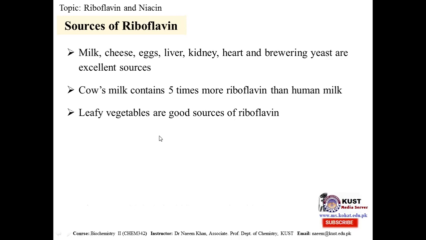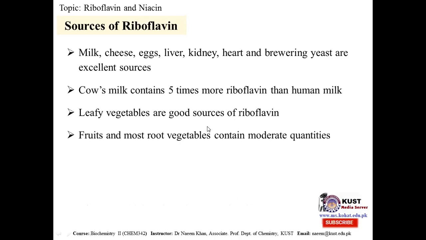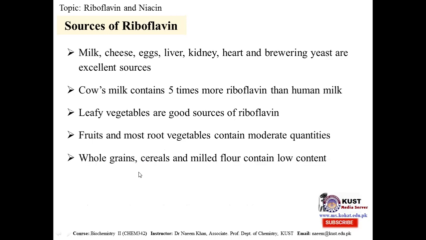Leafy vegetables are also good sources of riboflavin. Fruits and root vegetables contain moderate quantities, not very high and not very low, while whole grains, cereals, and milk flour contain very low content. So whole grains and cereals are not known as rich sources.